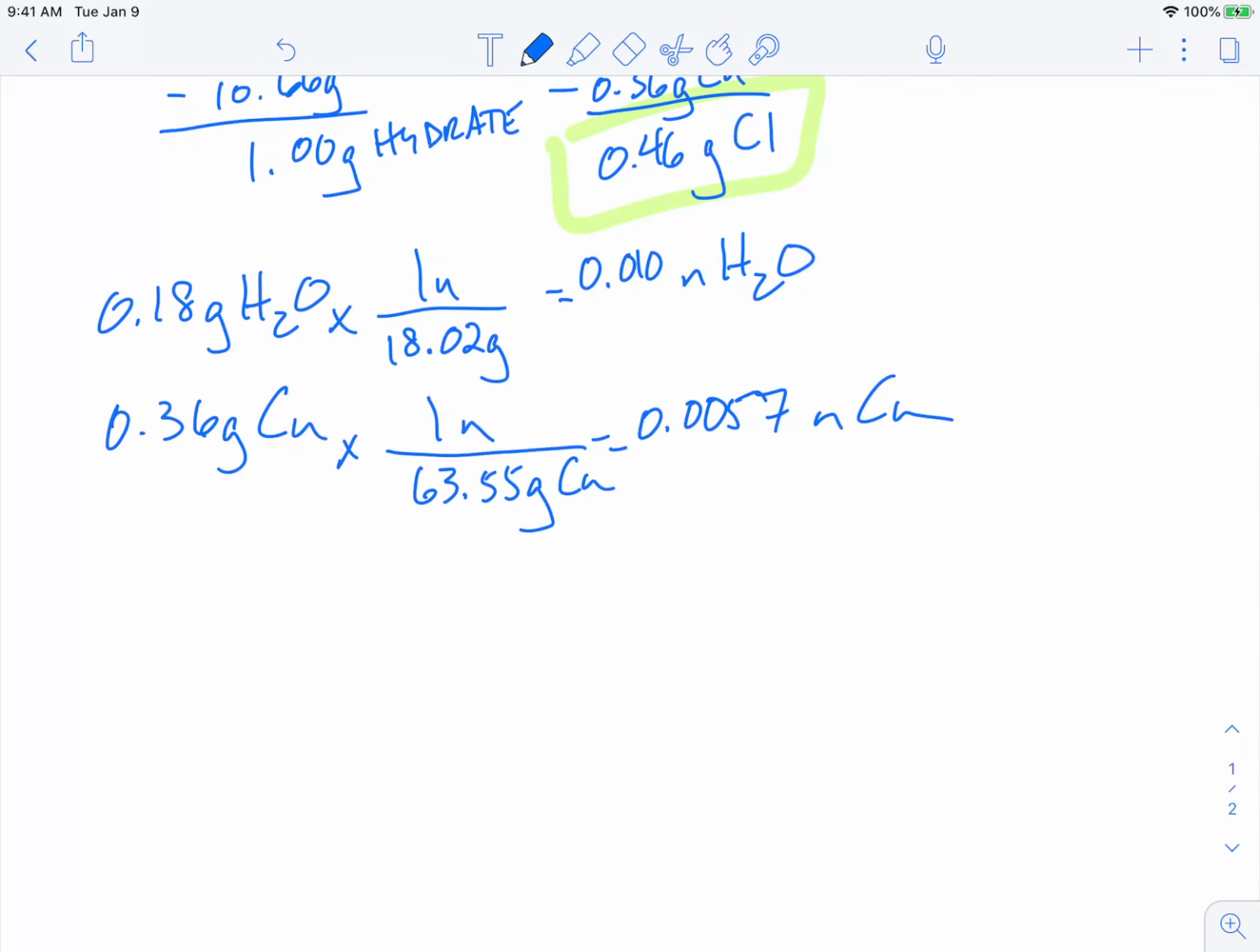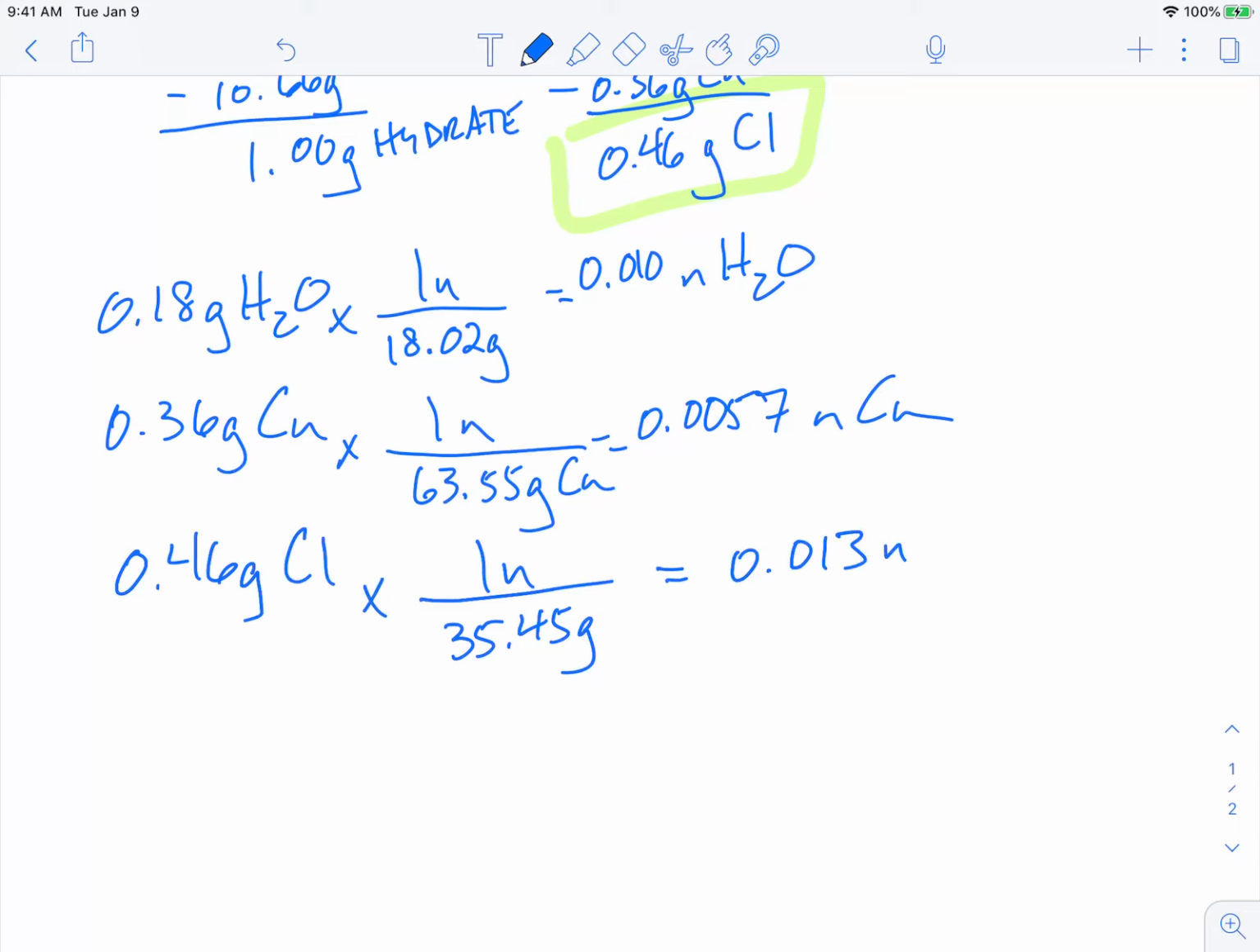Next, what we're going to do is do the same thing for our chlorine. We had 0.46 grams of chlorine, or Cl, I should say. And then we're going to divide this by the molar mass of 35.45 grams for every 1 mole. And then that's going to be equal to 0.013 moles of Cl.